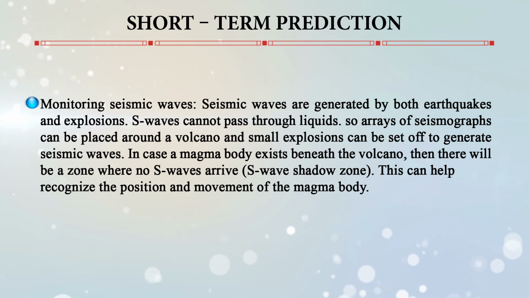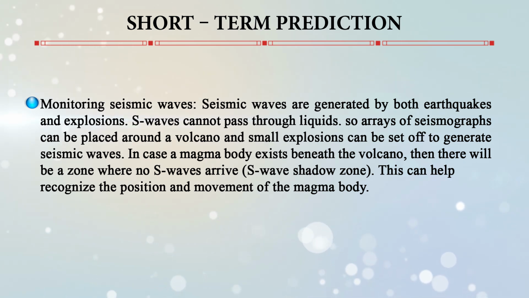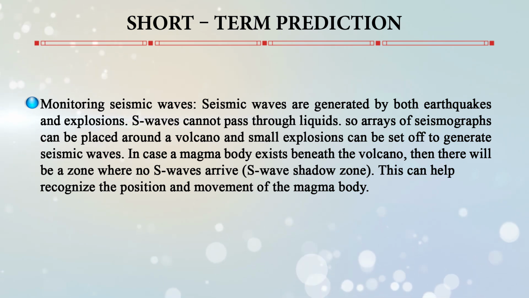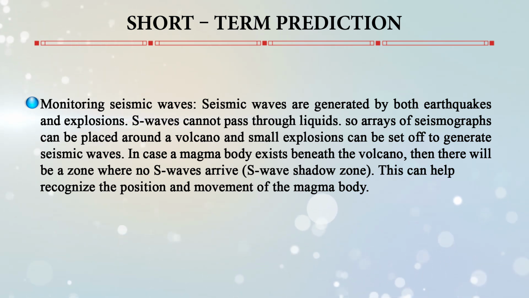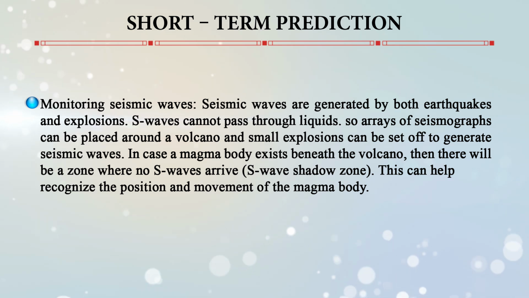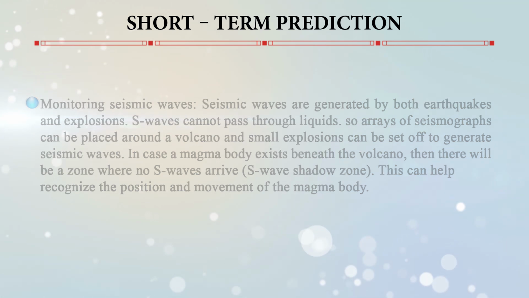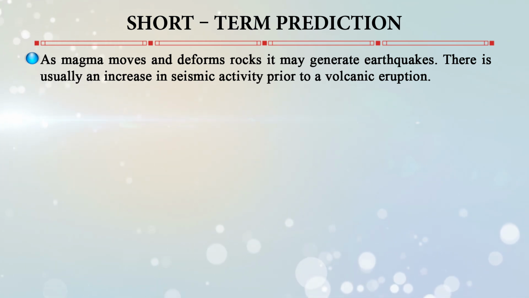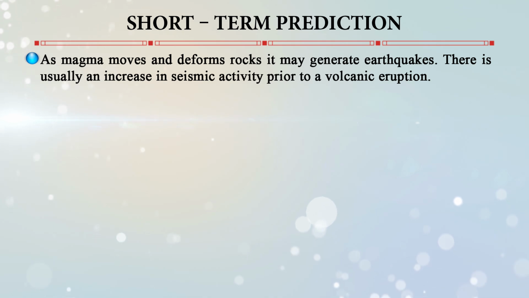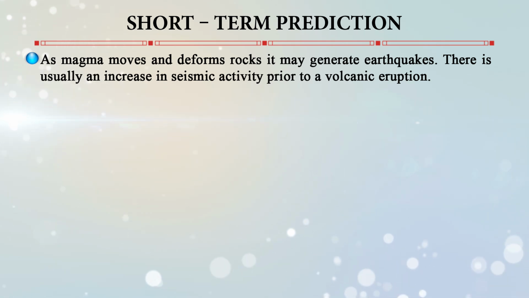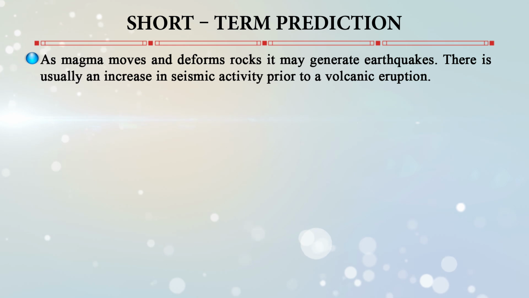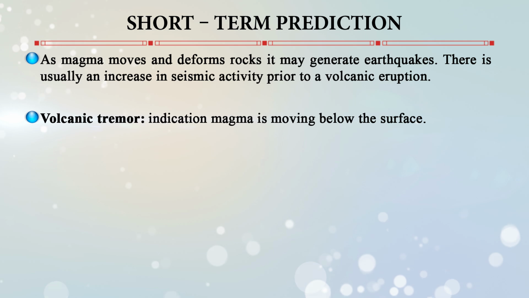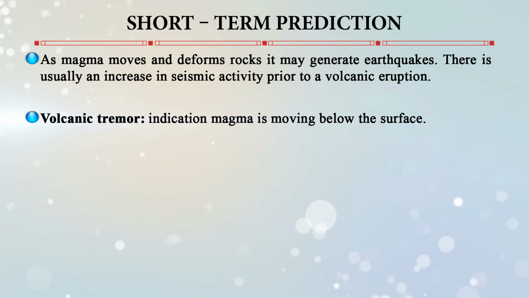In case a magma body exists beneath the volcano, then there will be a zone where no S wave will arrive. This is called the S wave shadow zone, because this is liquid and the S waves cannot pass through liquid. This can help recognize the position as well as the movement of the magma body. Then as the magma moves and deforms rock, it may generate earthquakes. There is usually an increase in seismic activity prior to a volcanic eruption. Then there is volcanic tremor, indicating magma is moving below the surface.